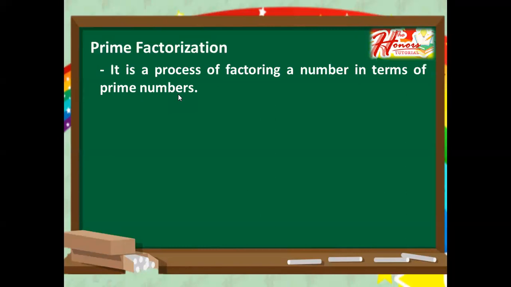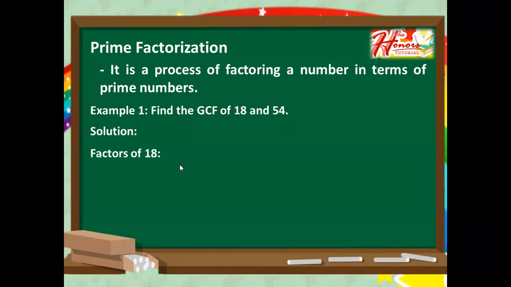It is a process of factoring a number in terms of prime numbers. So we have here an example. Find the GCF of 18 and 54. But I want you to know that there are two kinds of prime factorization. The first one is the factor tree method, and the second one is the ladder method. The method that we will be using here is the ladder method.